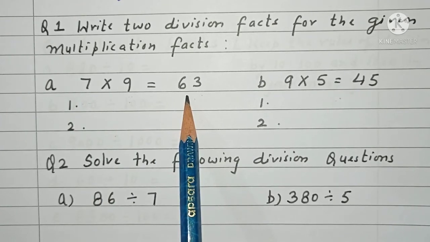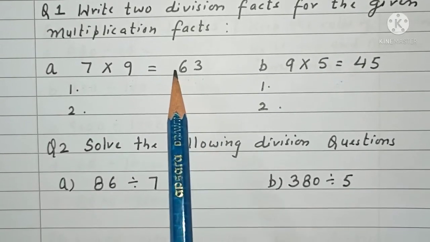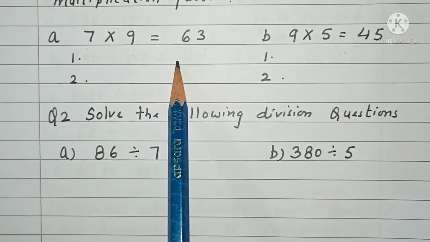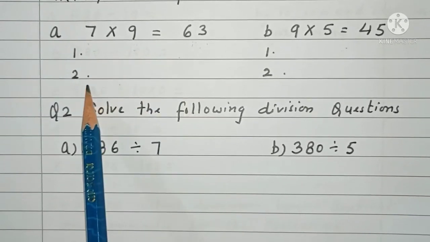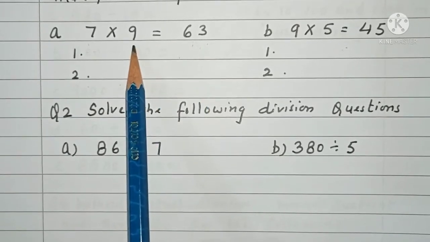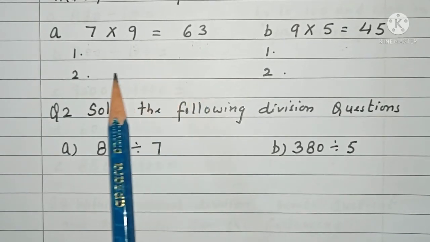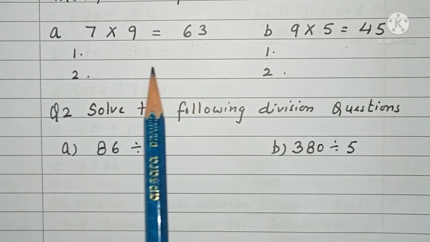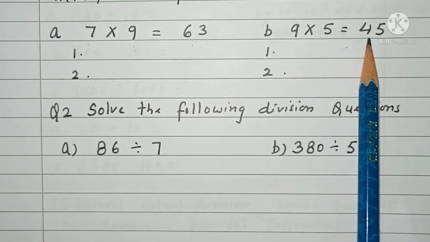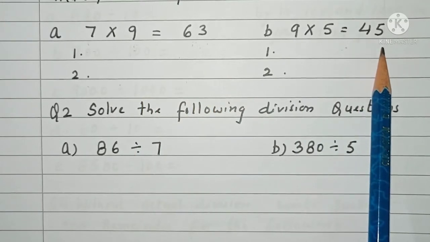Now, when we have to write down the division fact, what do we do? The product, that is 63, divided by the first number, which is 7, and the answer comes out to be 9. Similarly, the second fact will be the product, that is 63, divided by 9, which gives us 7. You need not show the division, only write the division fact. And similarly, solve for 9 into 5 is equal to 45.